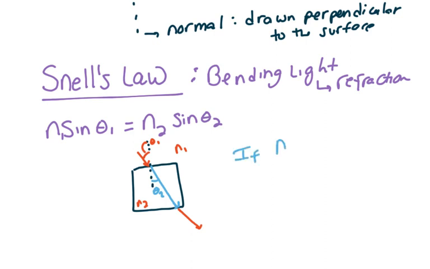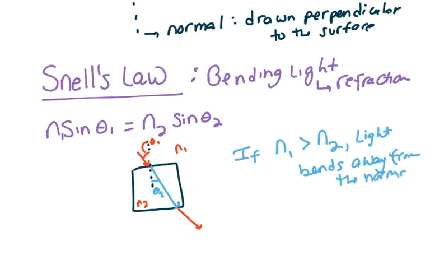If N1 is greater than N2, then the light bends away from the normal. If N1 is less than N2, the light bends towards the normal.